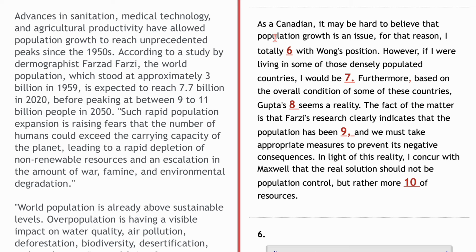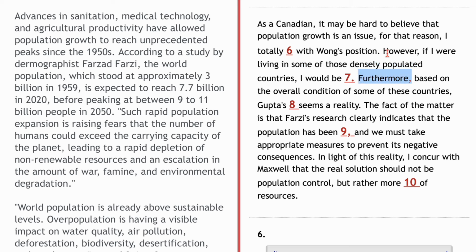I don't believe, it's hard to believe in population growth. For that reason, I see eye to eye with Wong's position. I agree because of that reason, because it's such a big country with a low population, Canada. However, if I were living in some of those densely populated countries, yes, that's true. Some countries are very densely populated, so greatly populated. I would be [blank].